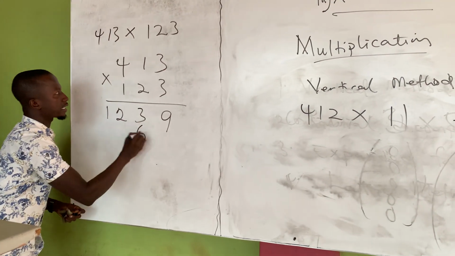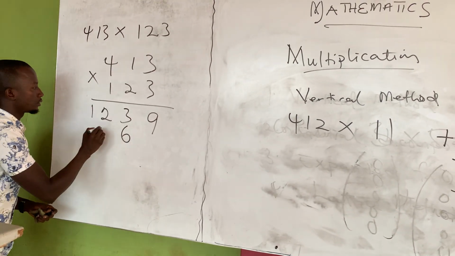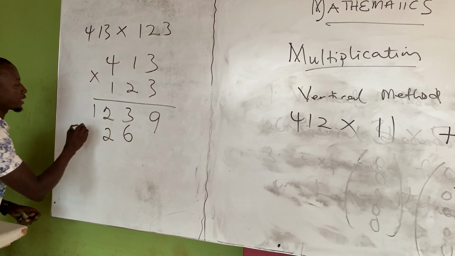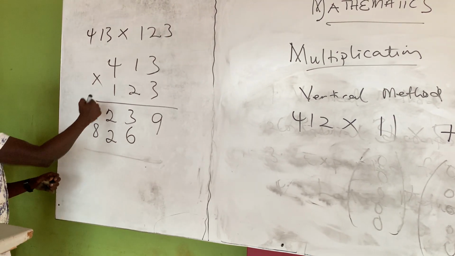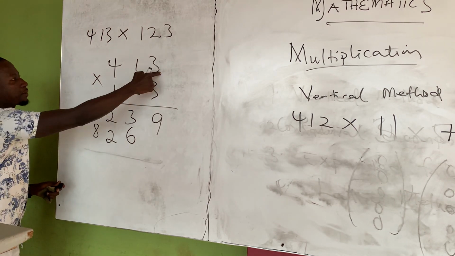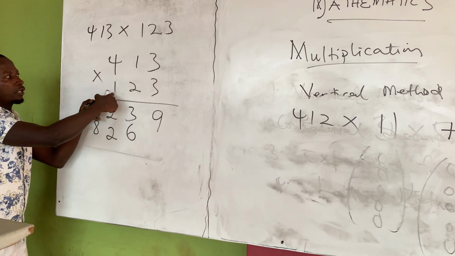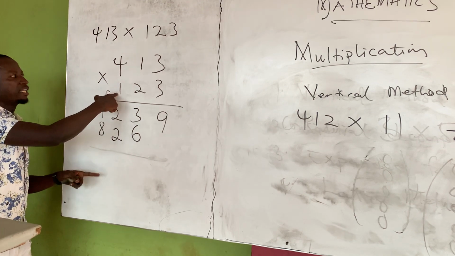2 times 3 is 6. 2 times 1, 2. 2, 4 is what? 8. Now we are not done. We left the last one. That is the 1. 1 times 3. Look at where the 1 is. You place the value just beneath the 1.